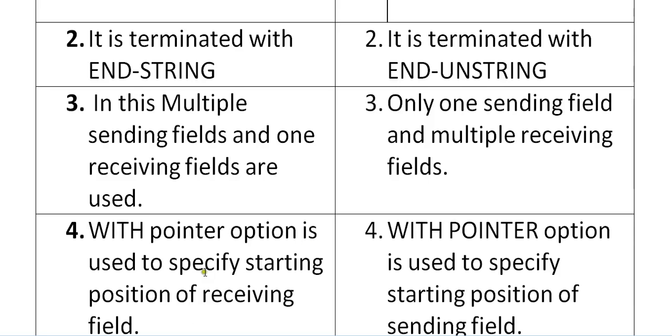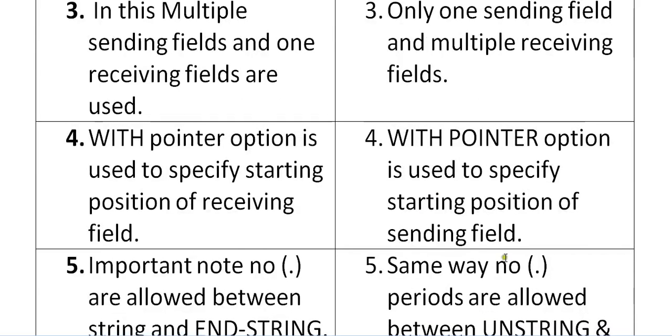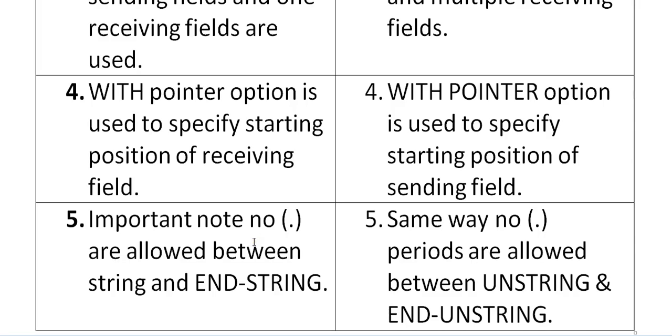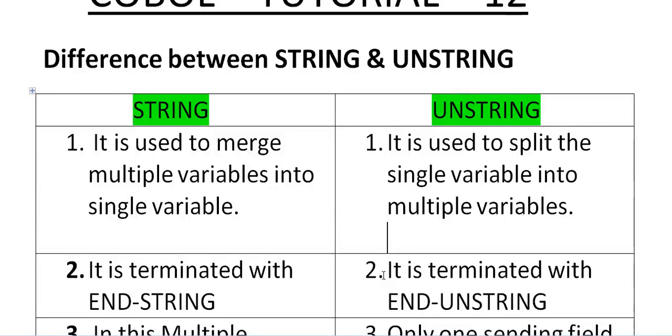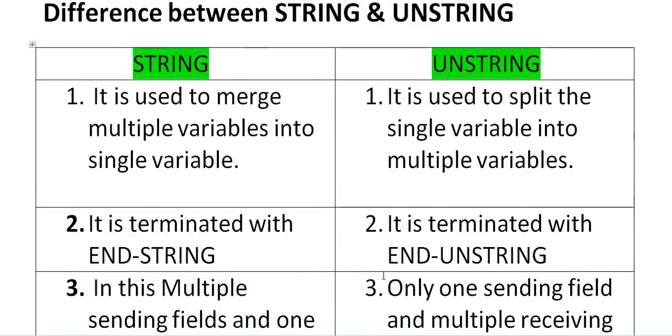We can also use the WITH POINTER option. In string, it is used to specify the starting position of the receiving field, whereas in unstring, the WITH POINTER option is used to specify the starting position of the sending field. An important note here is that no period is allowed inside a string statement, and in the same way, no periods are allowed inside an unstring statement. These are the major differences between string and unstring.